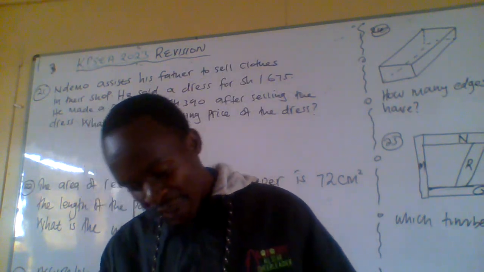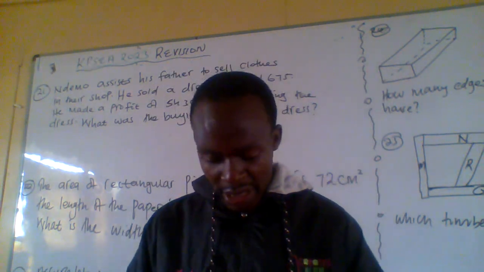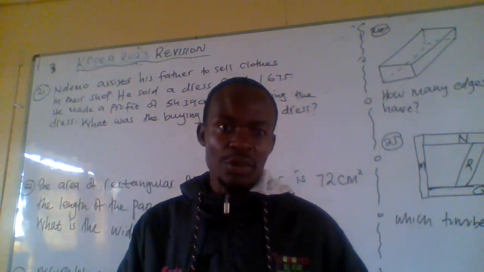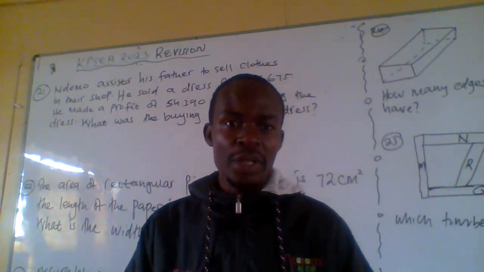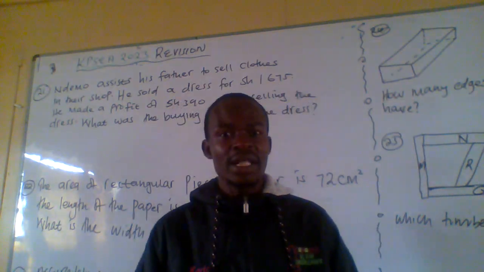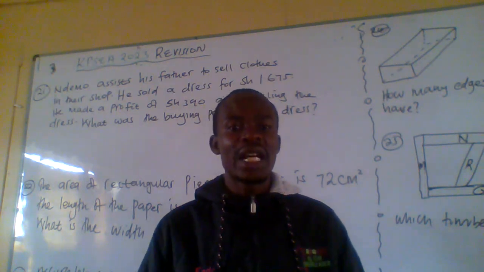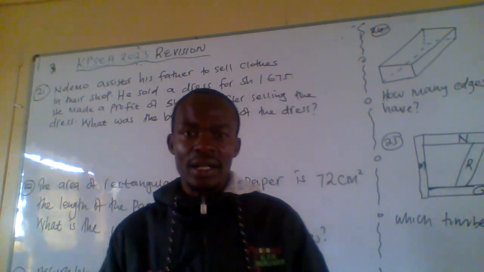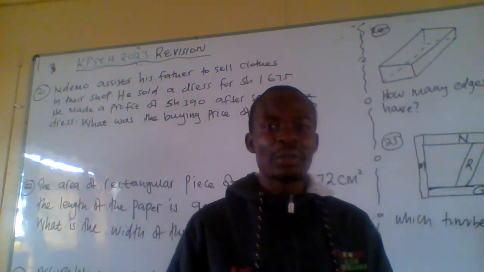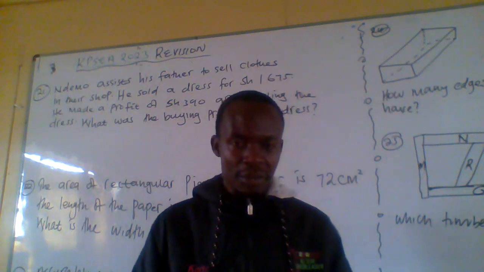Question 21 says, Demo assists his father to sell clothes in their shop. He sold a dress for 1,675 shillings. He made a profit of 309 shillings. After selling the dress, what was the buying price of the dress?